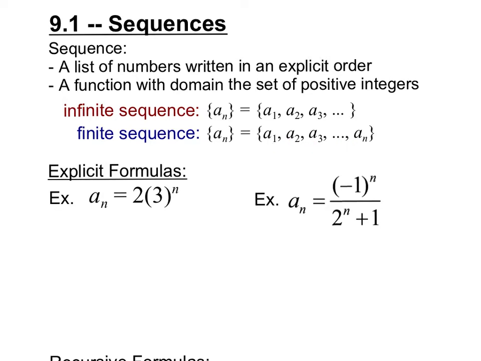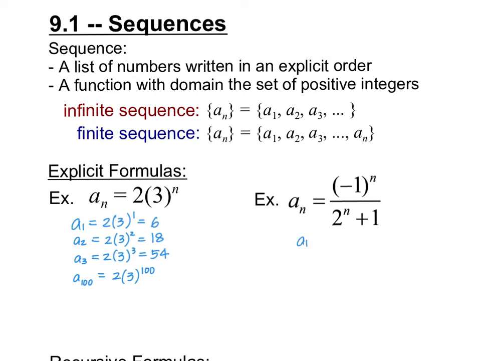Explicit formulas are really easy to work with. To find the very first term for this first example, all you have to do is put in 1 for n, and you get 6. To get the second term, all you do is put 2 in for n, and you get 18. To get the third term, you plug 3 in for n. The beauty of an explicit formula is that you can get any term. So if I want the 100th term, I would only have to put in 100 for n.